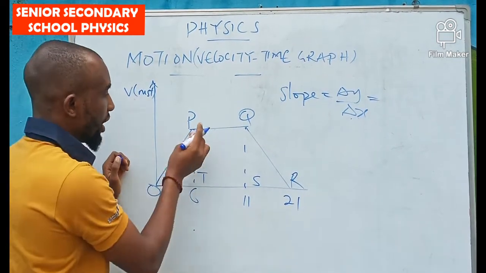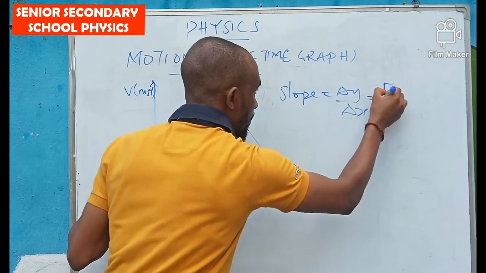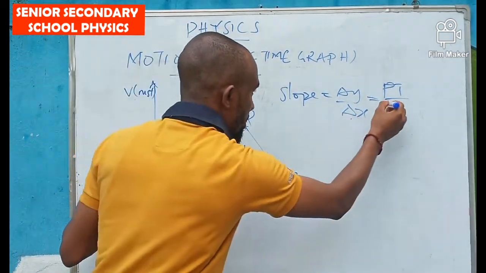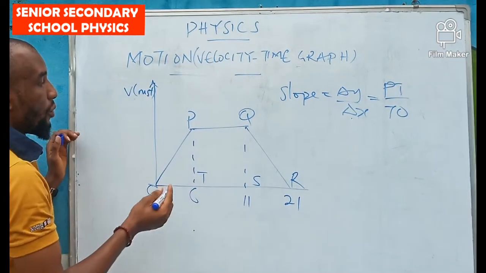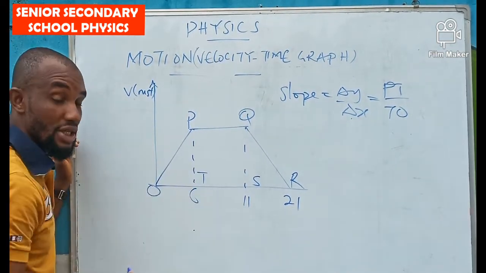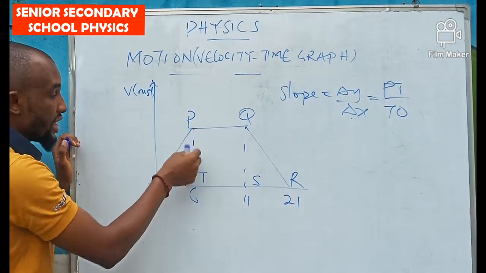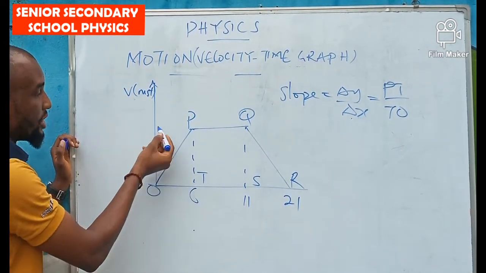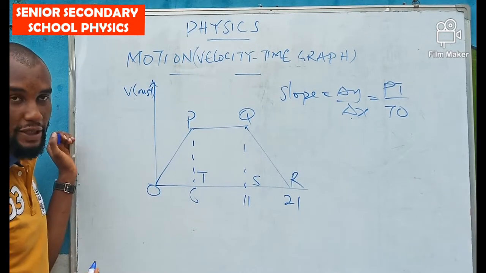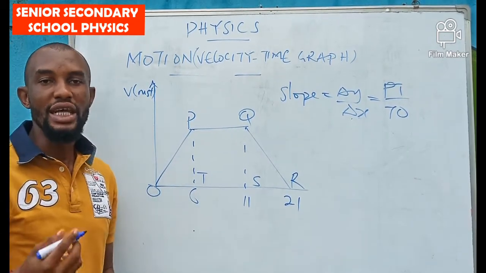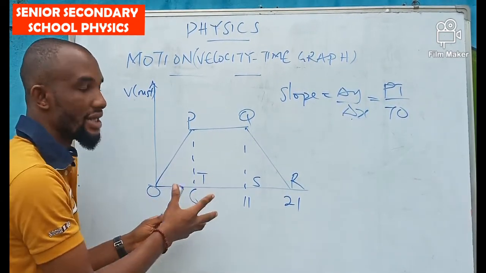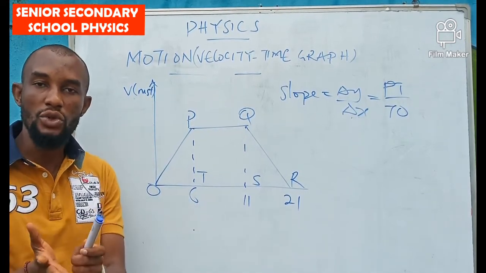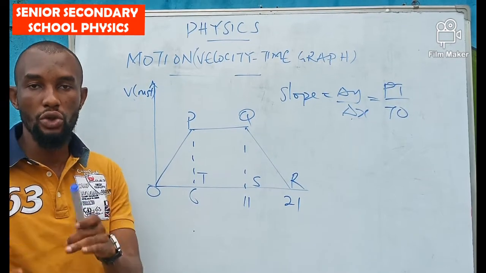From the graph, change in y is PT, all over change in x, which is from this point to this point, TO. Now, we don't know what PT is. PT is missing. But in addition, the total distance traveled by the object is given as 195 meters. Now, we have to solve from what we know to what we do not know.